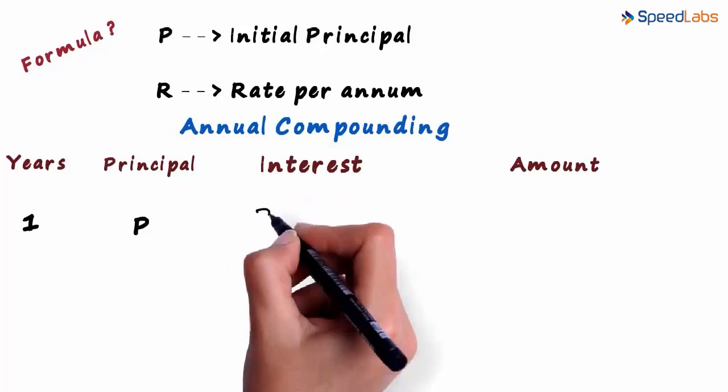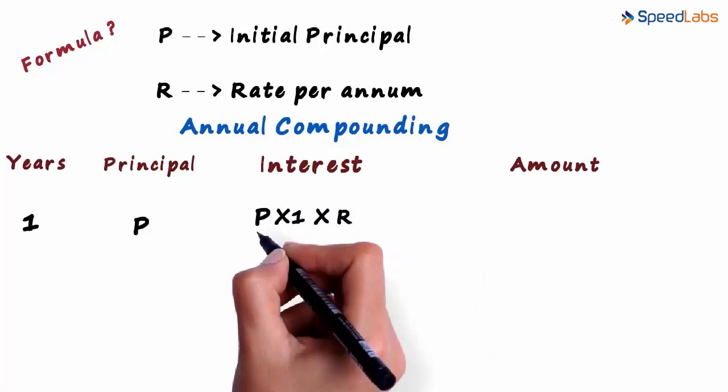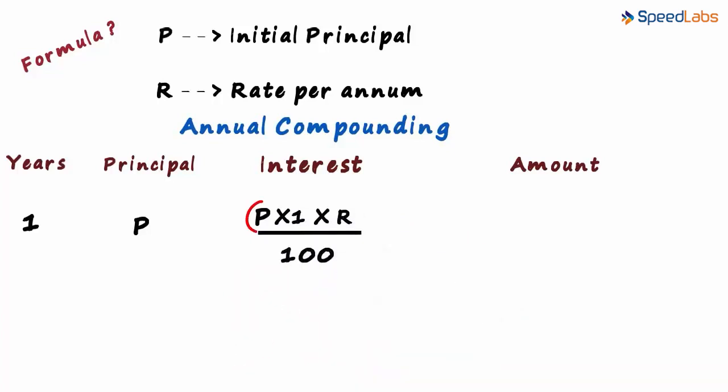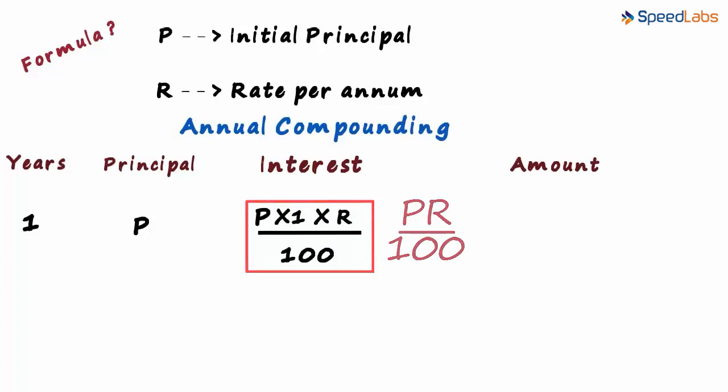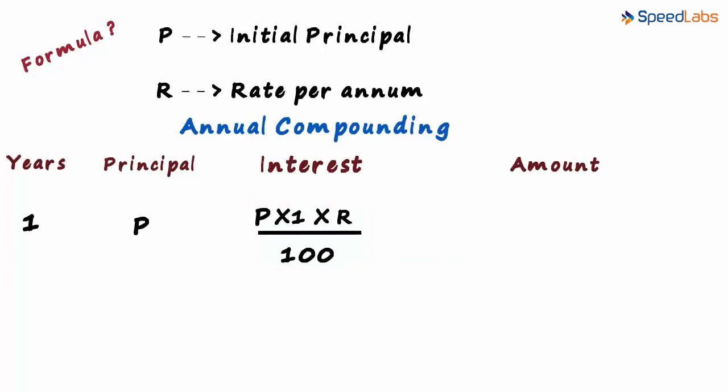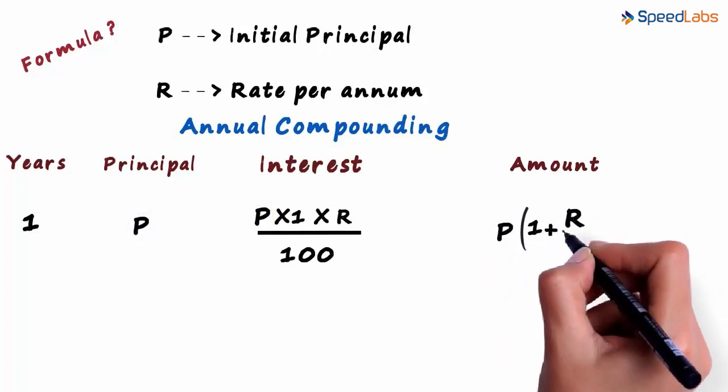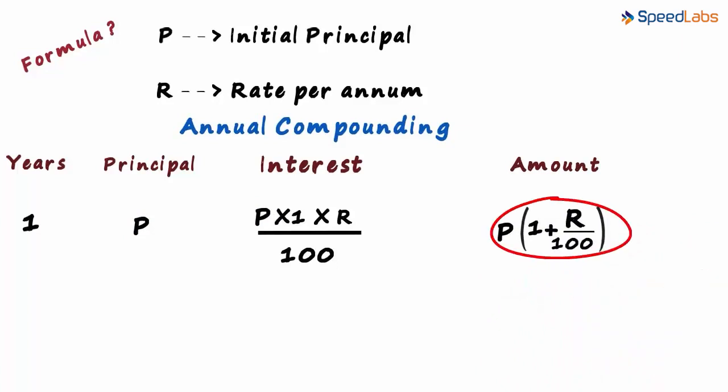That is P multiplied by 1 multiplied by R divided by 100. P is the principal at the start of the year, 1 is the time period in years and R is the rate per annum. This is also equal to PR divided by 100. The amount for the first year will be this plus this. P is common to both the terms. We get the amount as P multiplied by 1 plus R by 100. This is the amount we will get if we withdraw the money after a year.